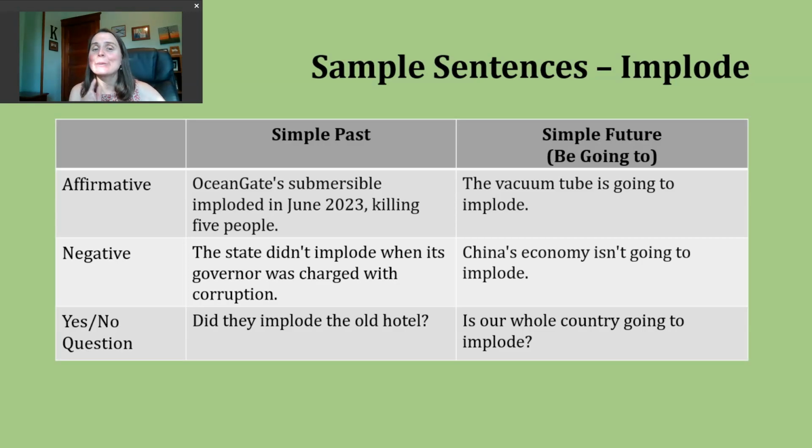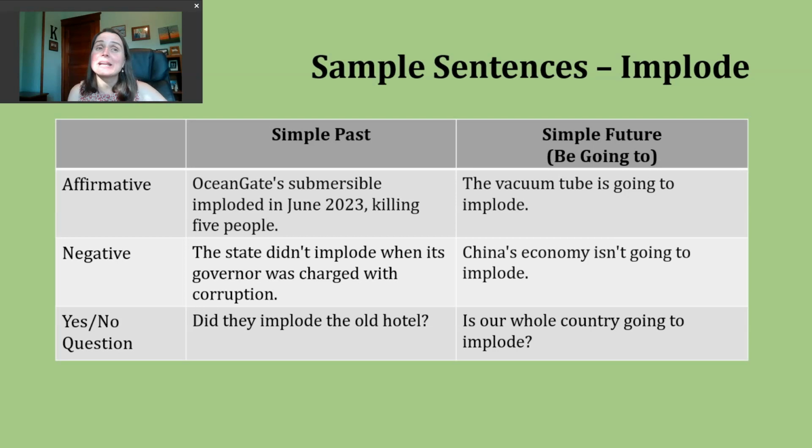But notice, we are not adding an -ed ending here to the verb. Here's another example. The state didn't implode when its governor was charged with corruption. Well, this might be that kind of failing dramatically. It's sort of saying things did not fall apart. The state government was still able to function, even though there was this kind of horrible particular scandal.